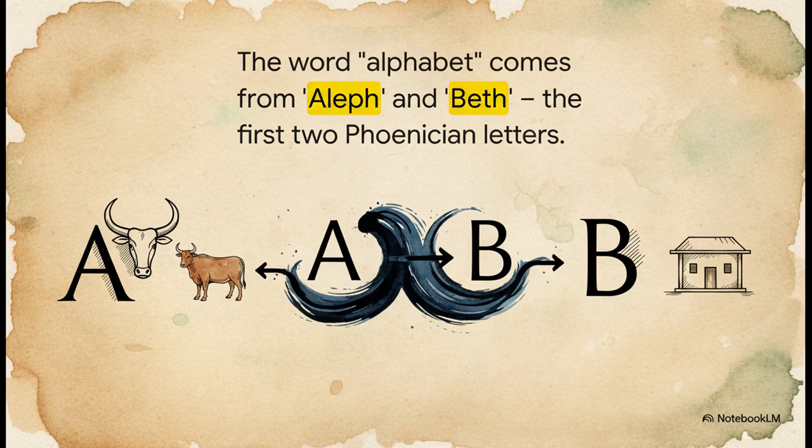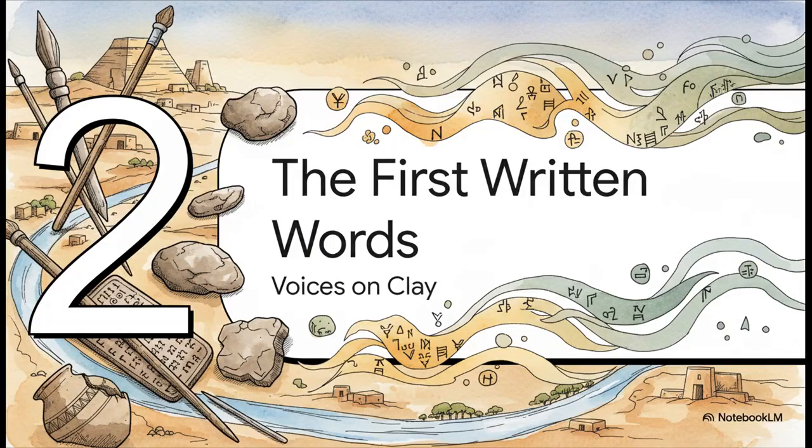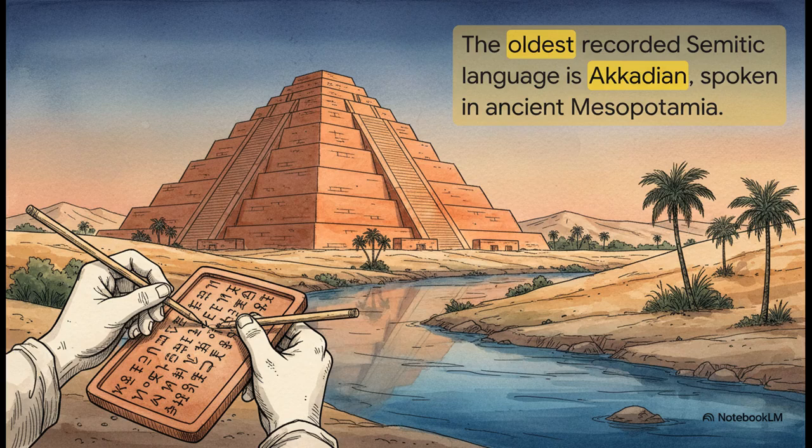Pretty cool, right? All right, now let's travel even further back in time to find out how these ancient voices were first written down. Let me introduce you to Akkadian. As far as we know, this is the oldest recorded Semitic language out there. It was spoken in ancient Mesopotamia, the cradle of civilization, home to the great Babylonian and Assyrian empires.